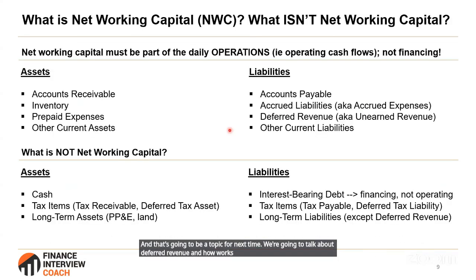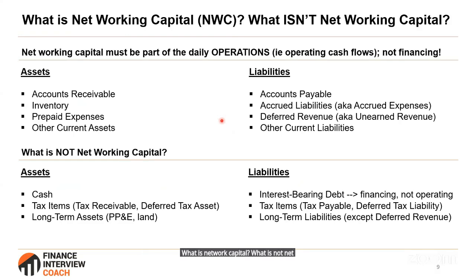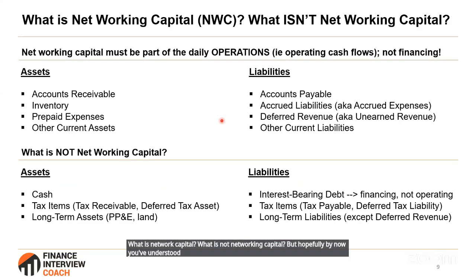So to conclude it all, what is net working capital? What is not net working capital? Well, hopefully by now you've understood that what you learn at school or go online is perhaps not always true, because we don't want to include things like cash, right? So let's talk about what is net working capital first.